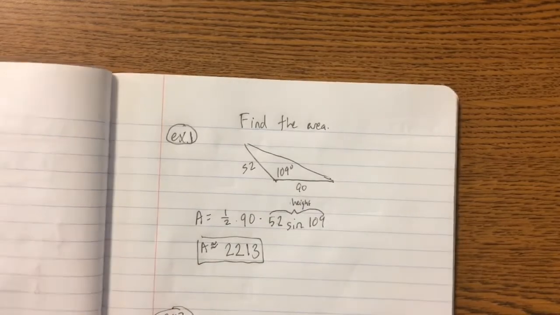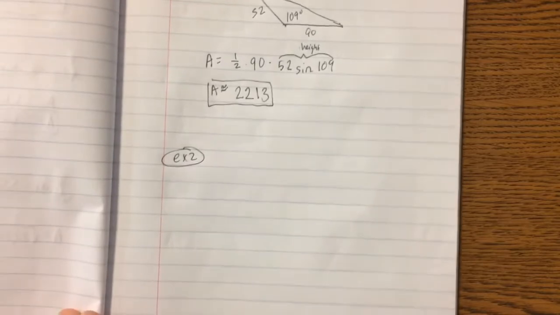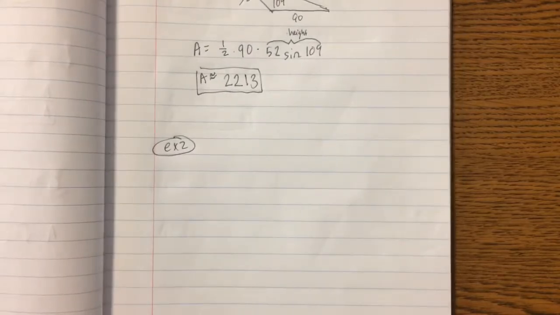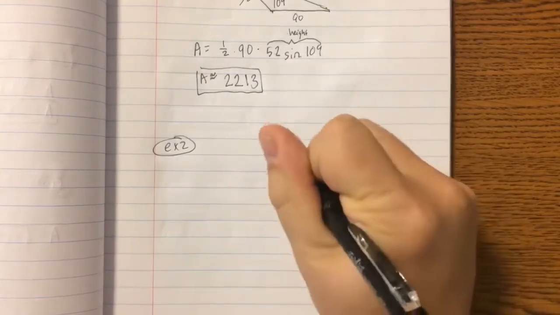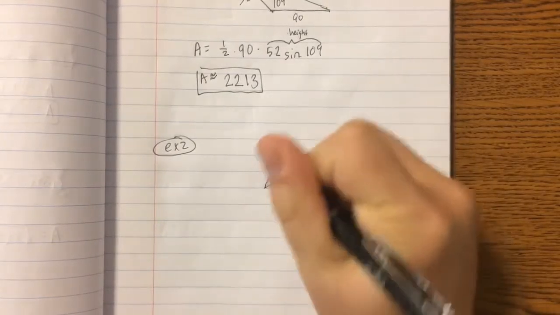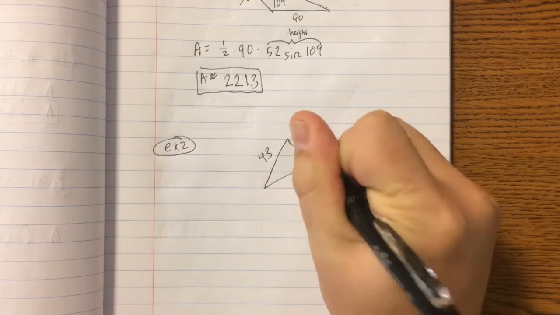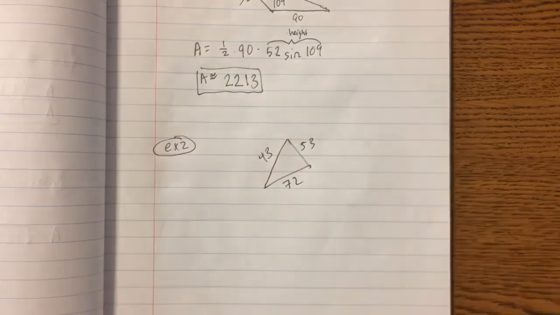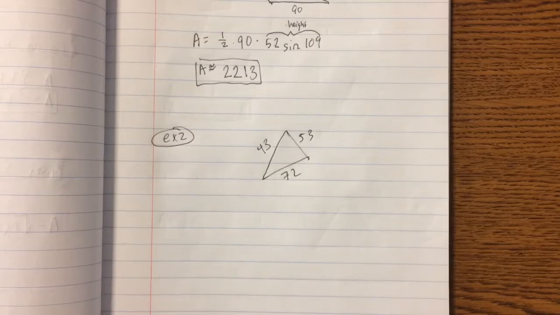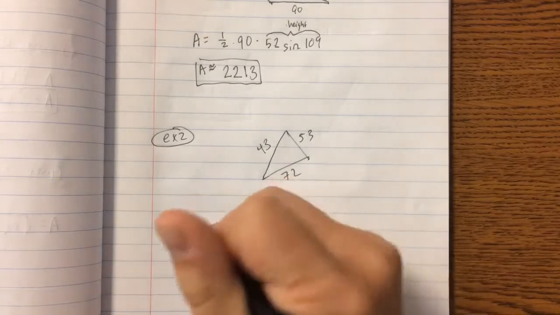Here we're going to have to use Heron's formula, although some textbooks call it Hero's formula. I don't know why. It's a little bit more fun, I guess. So here's, let's say this is 43, 53, 72. I'm just making up numbers here. So we've got this triangle. So we're going to use Heron's formula to calculate the area.